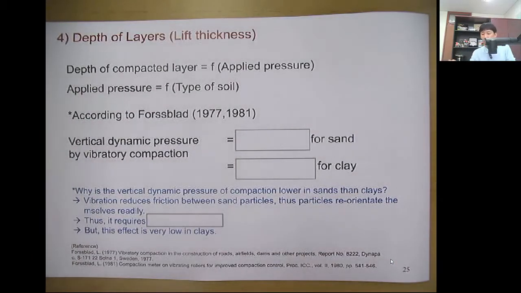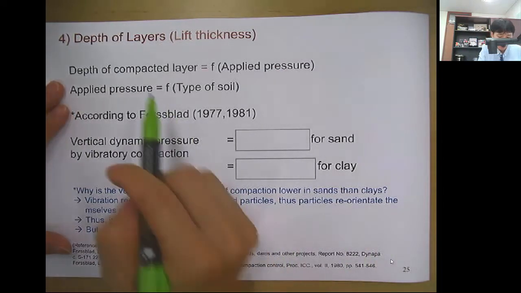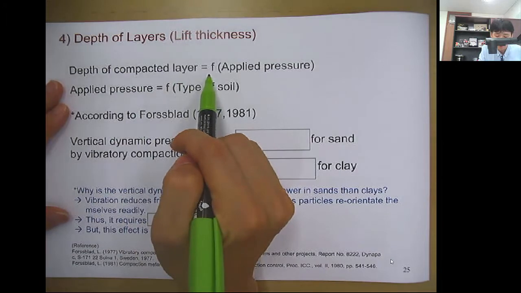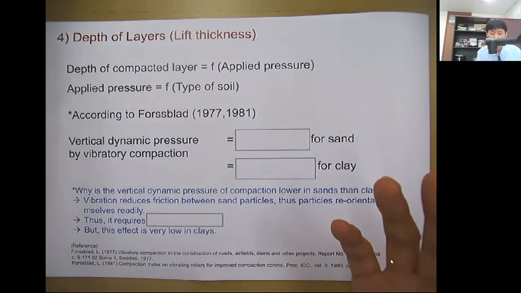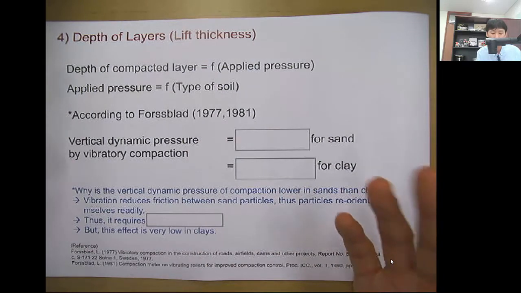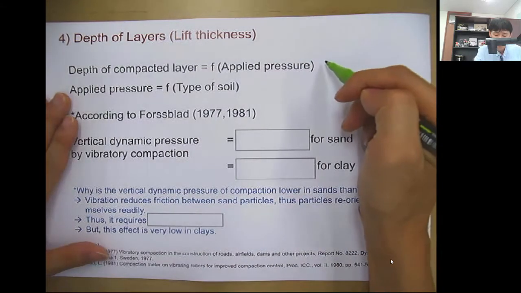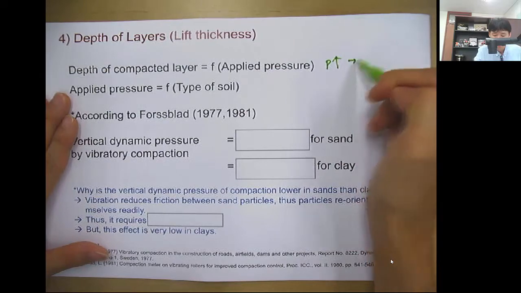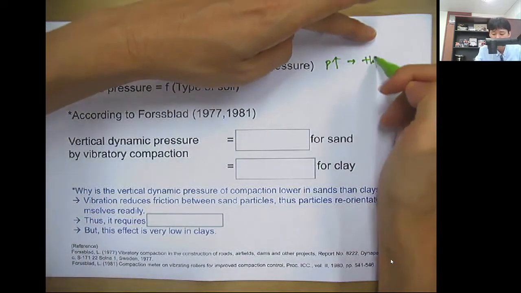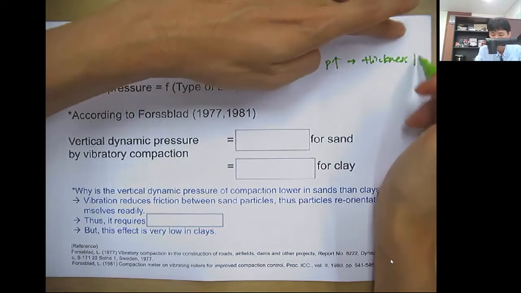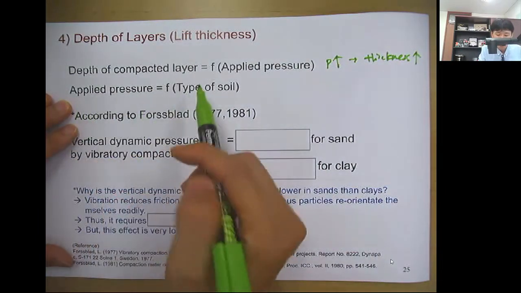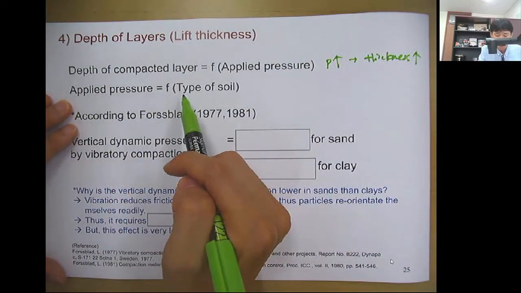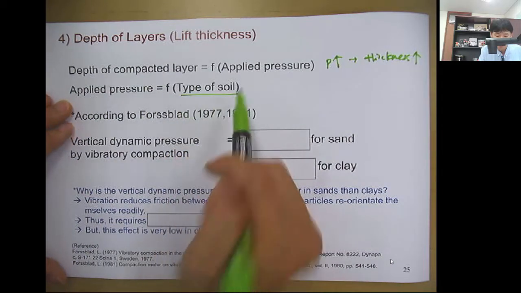Then depth of layer, so-called lift thickness. Depth of the compacted layer is a function of applied pressure. So if your compactor or the equipment can apply the higher pressure, then the thickness also increases. But this applied pressure is also heavily affected by the type of soil.